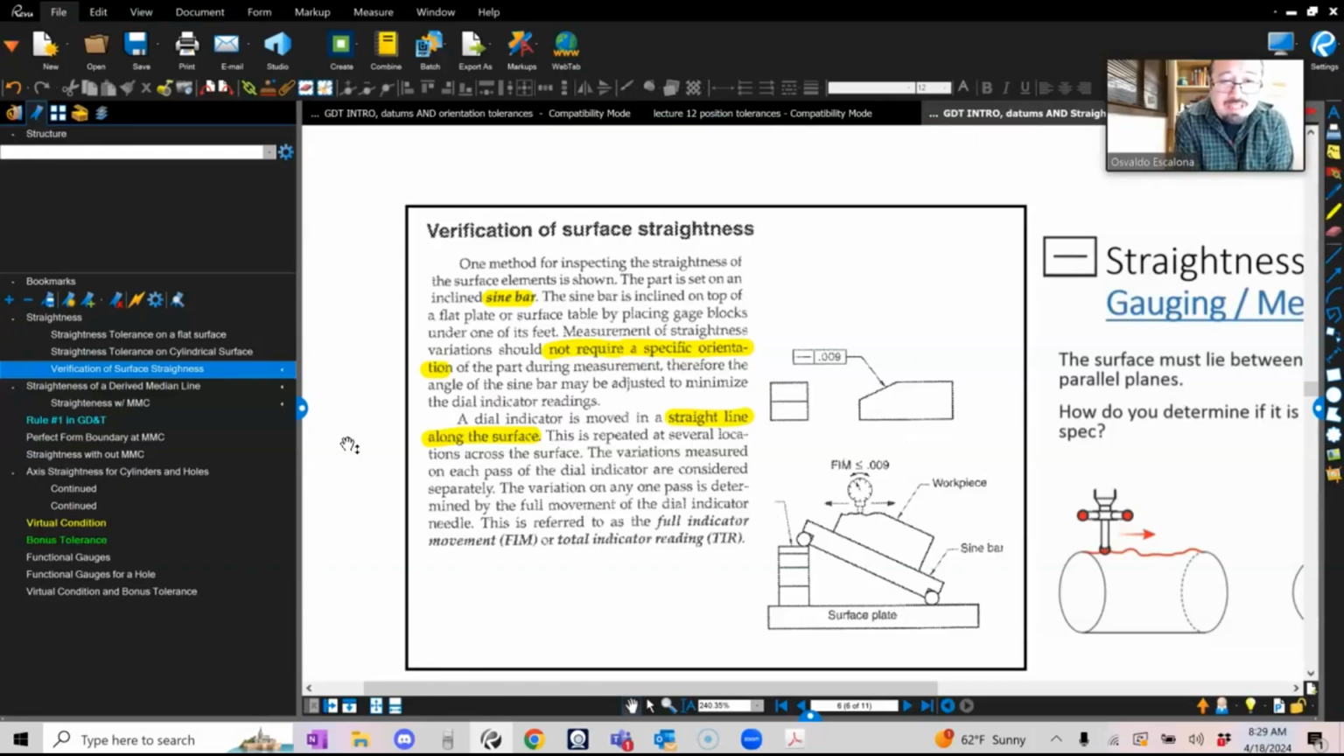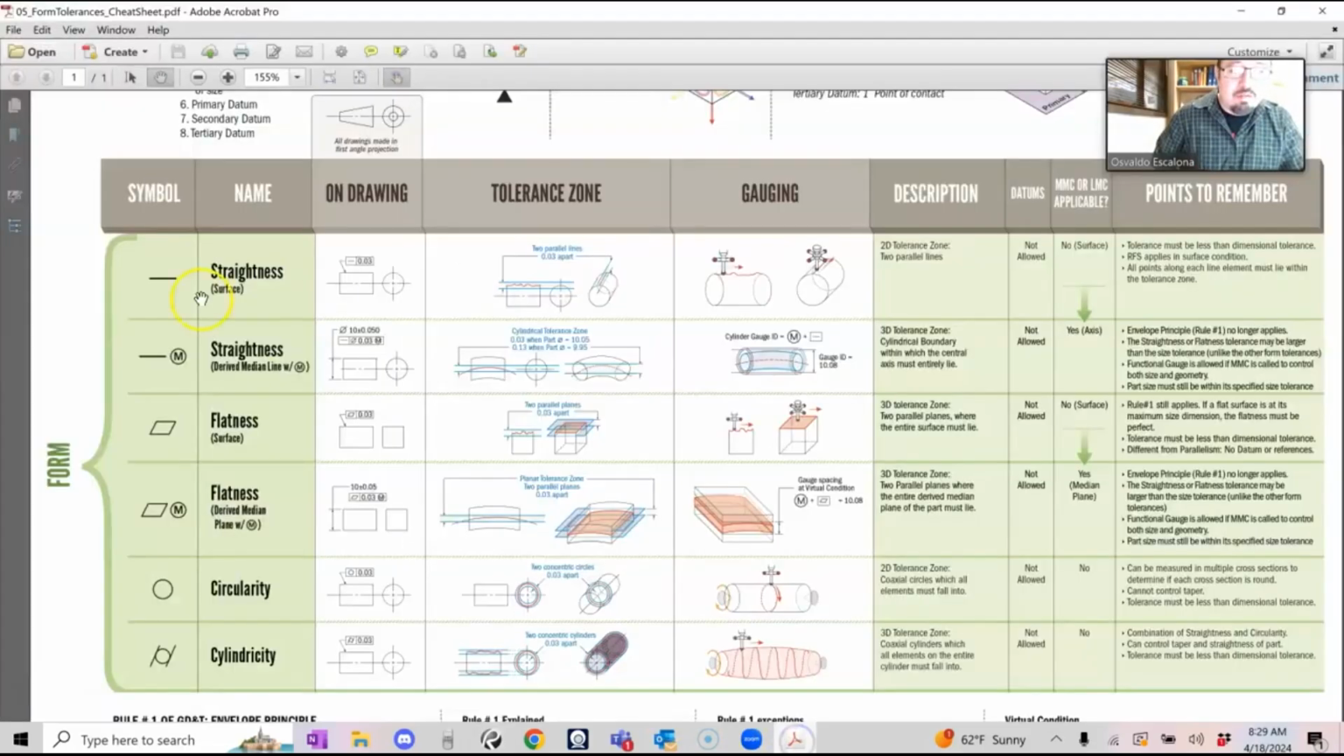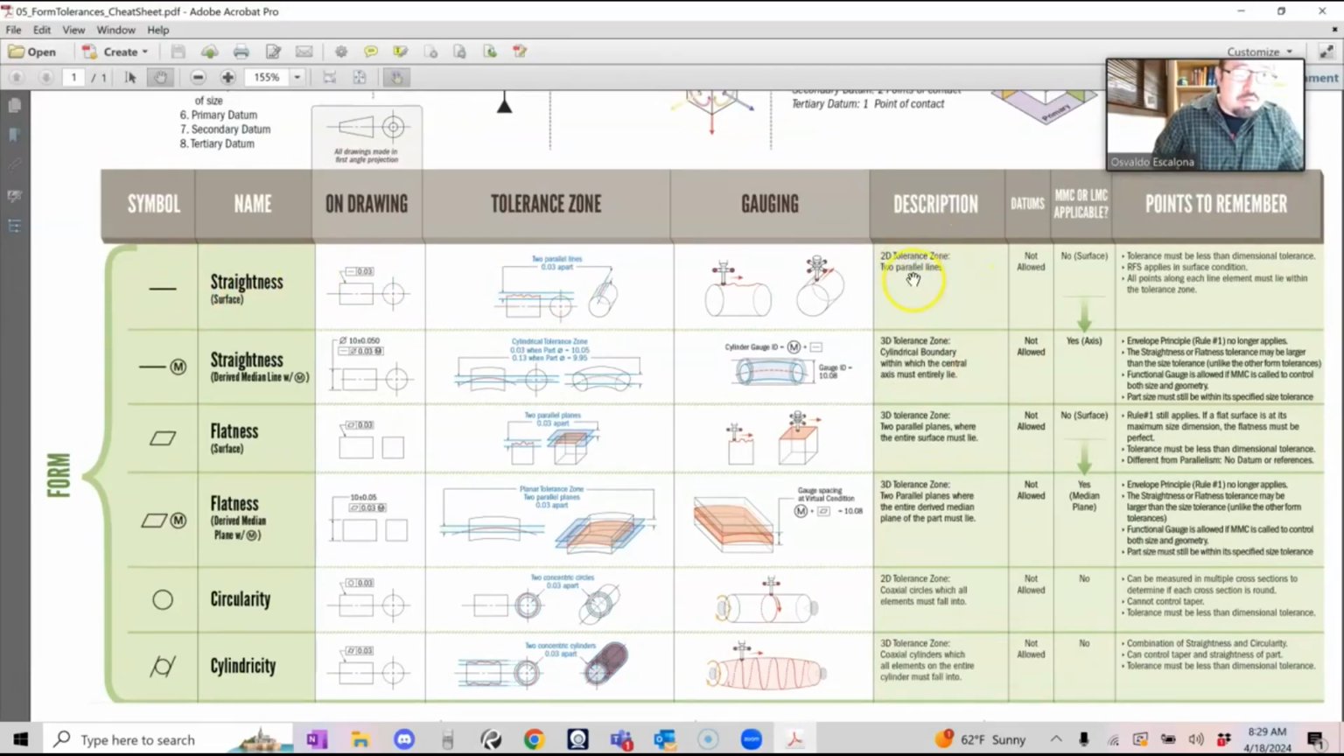The dial indicator is moved in a straight line along the surface. This is repeated for several locations. The variation measurements of each pass of the dial indicator are considered separately. Remember, it's kind of like a 2D tolerance zone where I have two lines parallel to each other, and each of these measurements is independent. Okay, now we have covered the straightness of a surface. It's a 2D tolerance zone of two parallel lines.